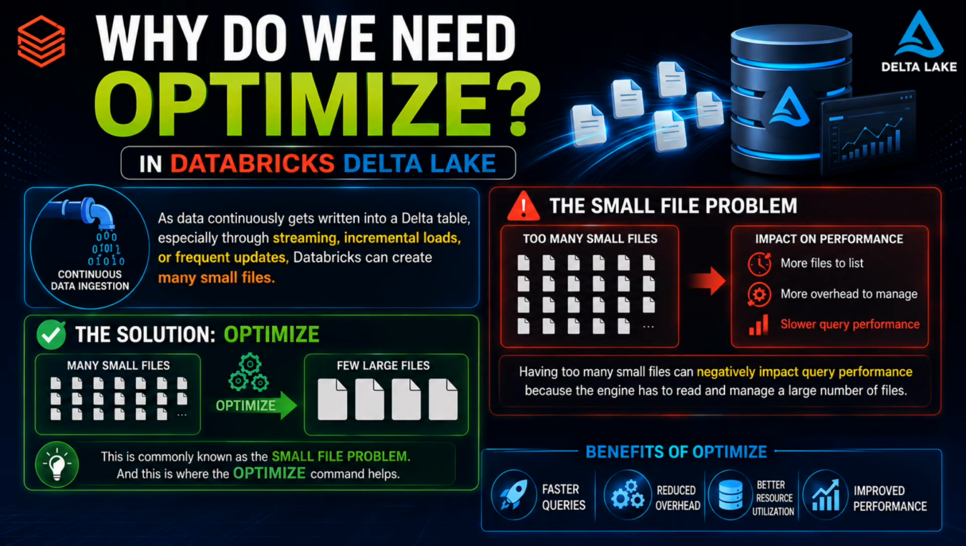As data continuously gets written into a Delta table, especially through streaming, incremental loads, or frequent updates, Databricks can create many small files. Having too many small files can negatively impact query performance because the engine has to read and manage a large number of files. This is commonly known as the small file problem, and this is where the Optimize command helps.